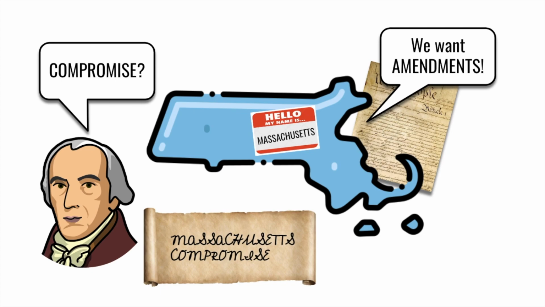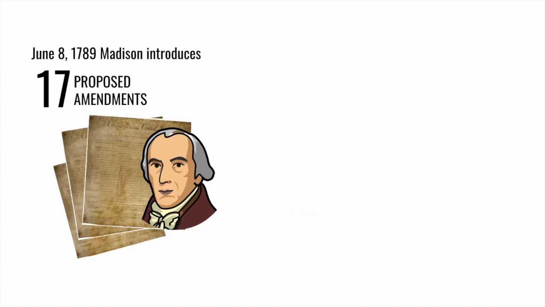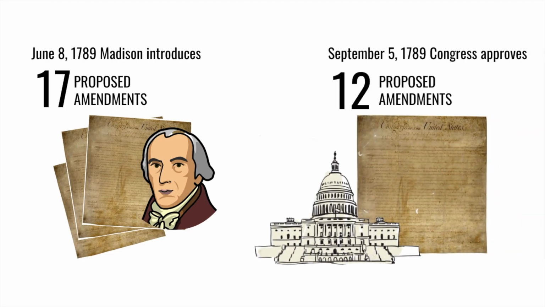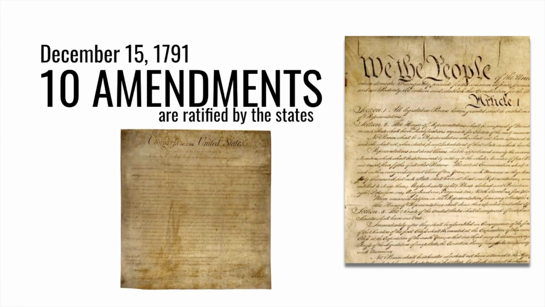So, now that the Constitution is law and the federal government moves forward, James Madison has to make good on his promise and introduce those amendments to the House of Representatives, which he does on June 8, 1789. 17 proposed amendments were actually introduced into Congress, and after some debate and discussion, both houses passed 12 of these proposed amendments. Well, on December the 15th, 1791, those 10 amendments are ratified by the states, and they become what is known as the Bill of Rights, which is then added to the Constitution.